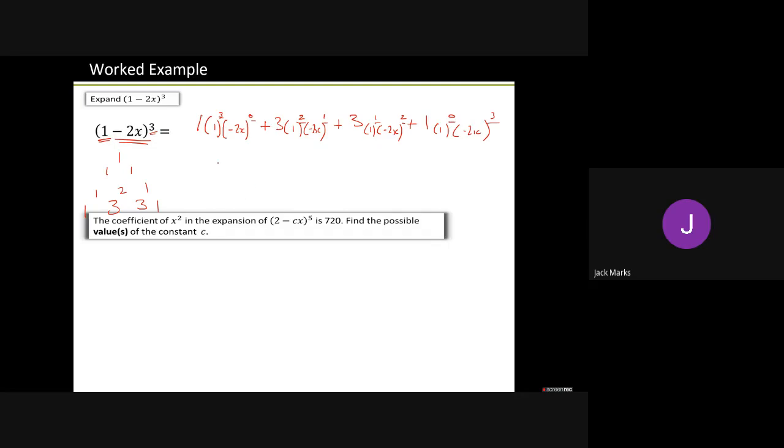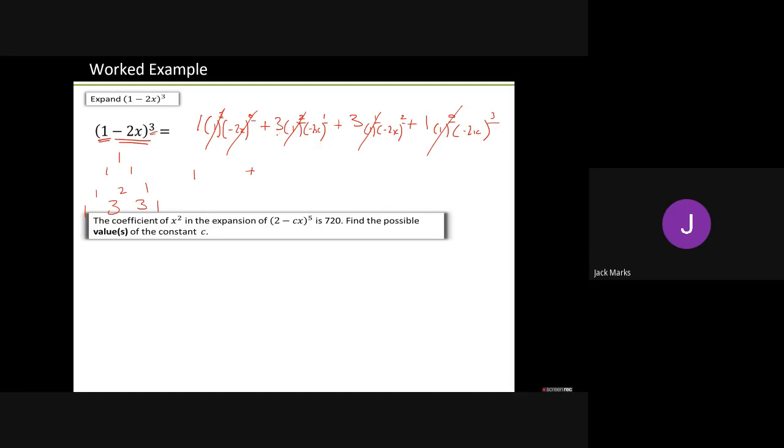What's left to do now is to clean up. 1 is very easy to raise to a power. 1 cubed is just 1. 1 squared is 1. 1 to the power of 1 is 1. 1 to the power of 0 is 1. Anything to the power of 0 is also 1. So the first part here is just the 1 that remains. It's not 0, okay? It's just 1.